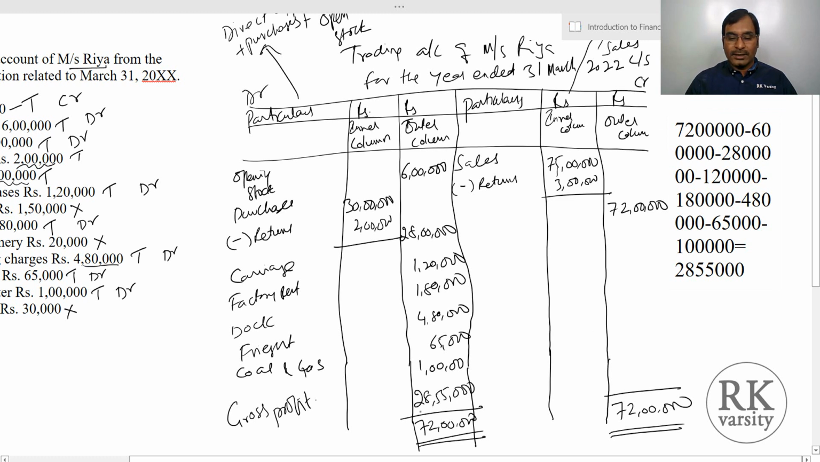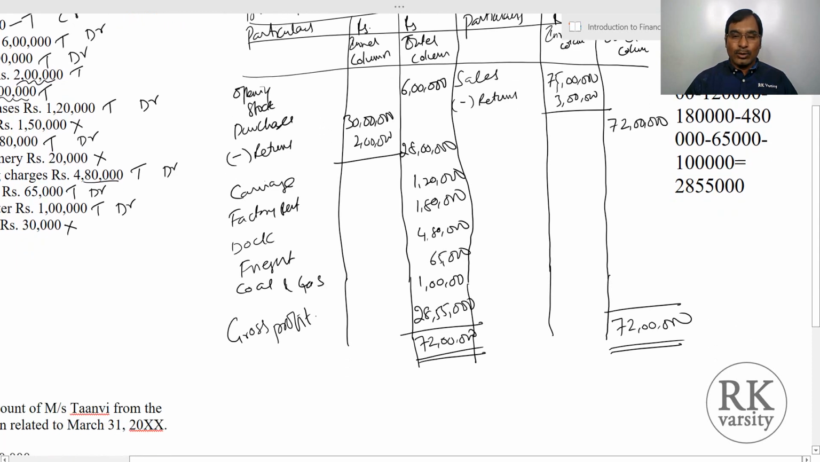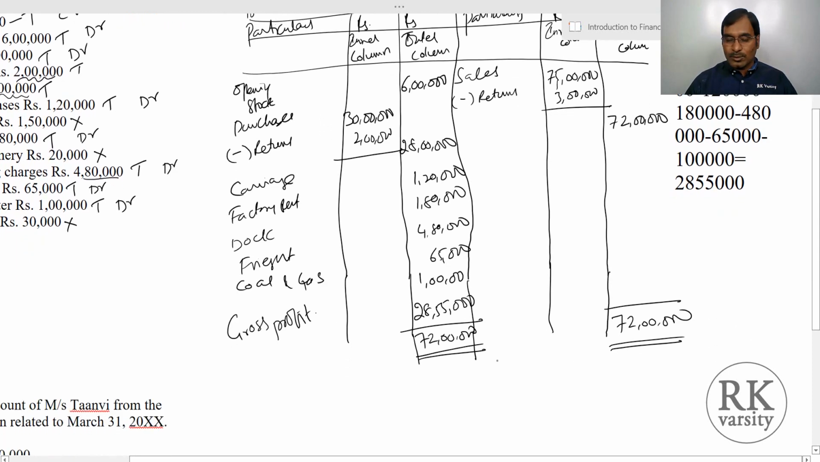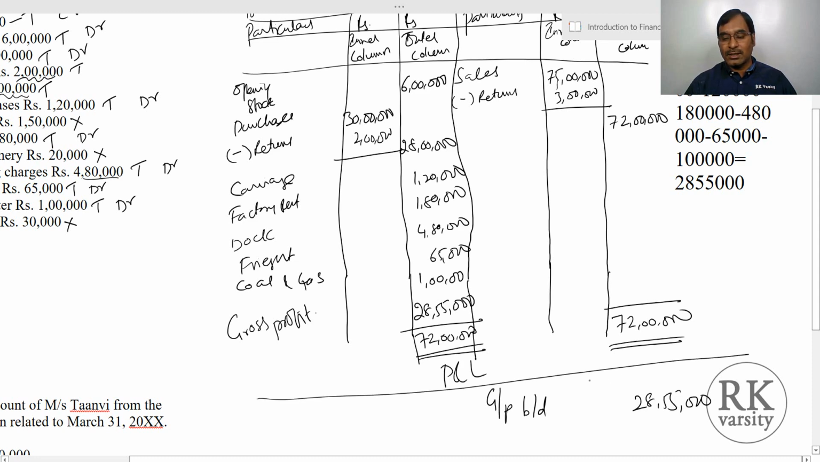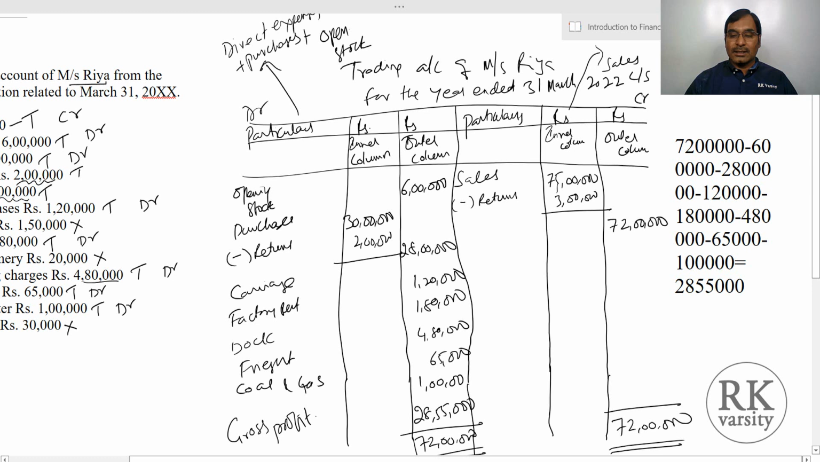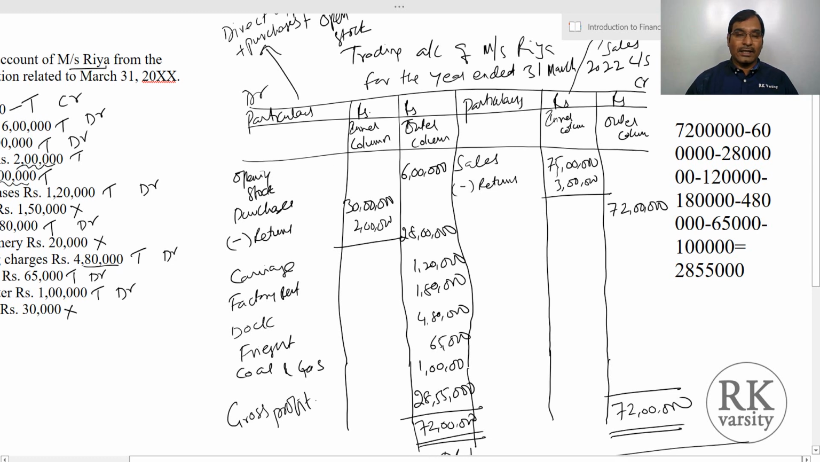28,55,000 is the gross profit. Now what we do is we carry forward this gross profit, or brought down gross profit, to the profit and loss account, like gross profit brought down. 28,55,000. So this will be your profit and loss account. So this is how you need to calculate your gross profit.